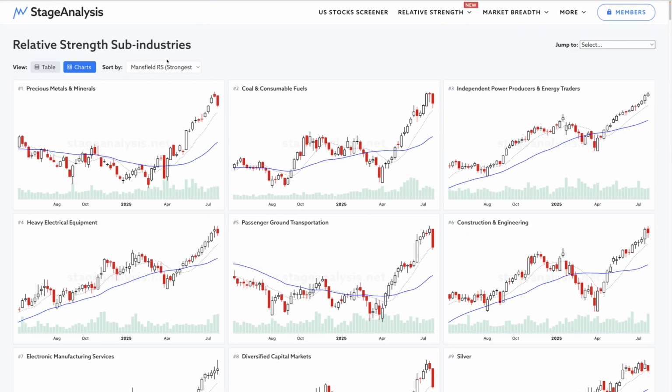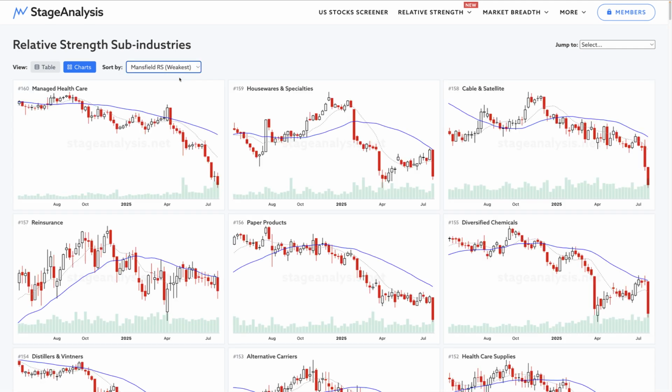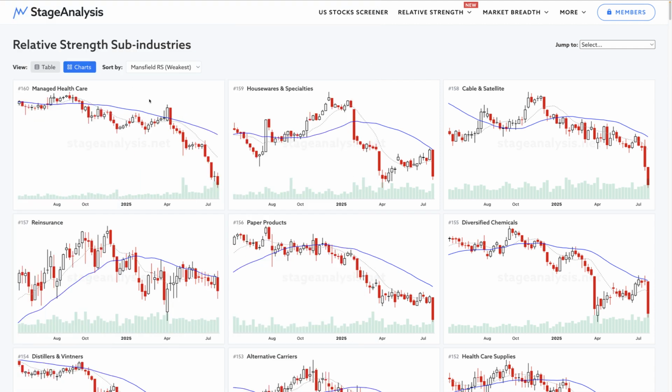So it goes in order, and then we have the sort by. At the moment, it's sorted the same as the table, where the default is by Mansfield relative strength, so the strongest by relative strength. But you've got some different options. We can look at which groups are the weakest by relative strength overall. So managed healthcare, for example, you can delve into the group and see which stocks in there particularly are making up that decline.